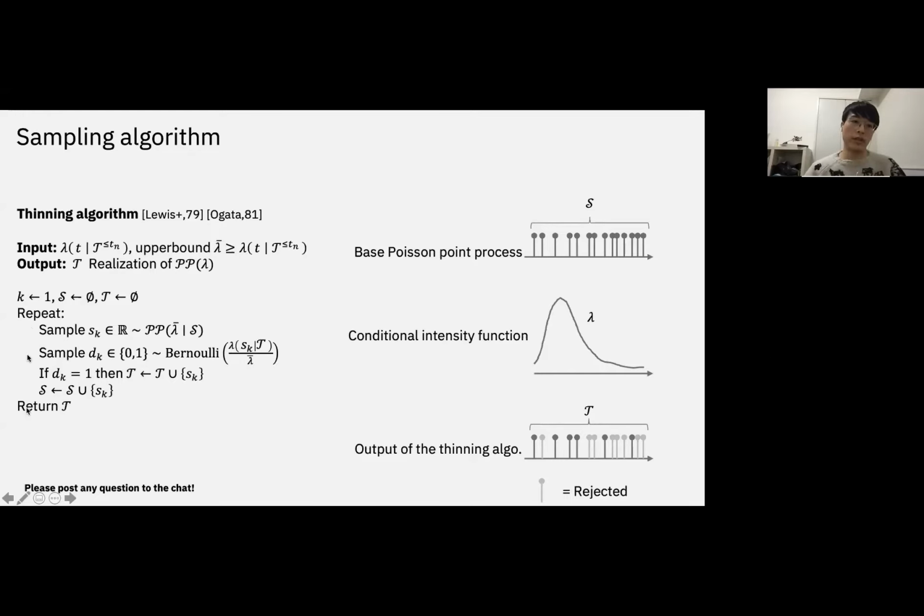The algorithm is quite simple. It repeats this procedure a number of times. The first step is to sample the next event candidate from this base Poisson point process. The second step is to sample dk, which is 0 or 1, from the Bernoulli distribution with the parameter defined by this quantity. If dk equals 1, then we accept the event and add this event candidate to the output sequence. And if dk equals 0, then we reject the event. So this is the basic idea of the thinning algorithm.